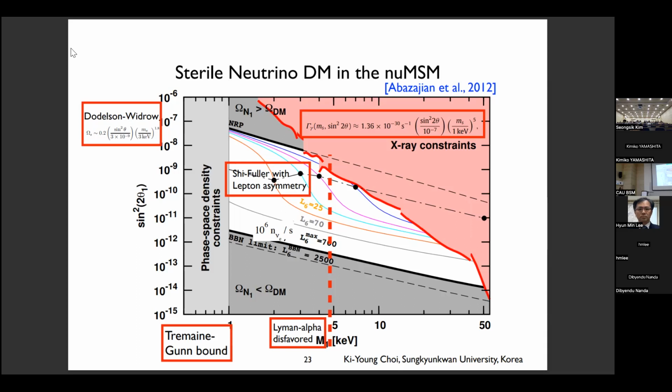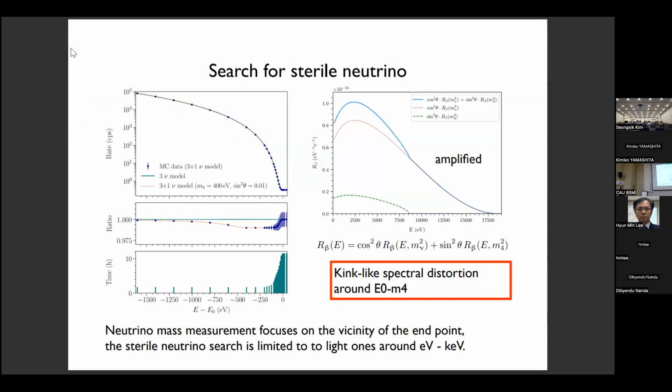However, people consider that lepton asymmetry, the Shi-Fuller mechanism, enhances the relic density. Then in that case, this region can still be available. And in that case, the sterile neutrino mass is larger, like that. So this is the dark matter of sterile neutrino that exists around our galaxy.